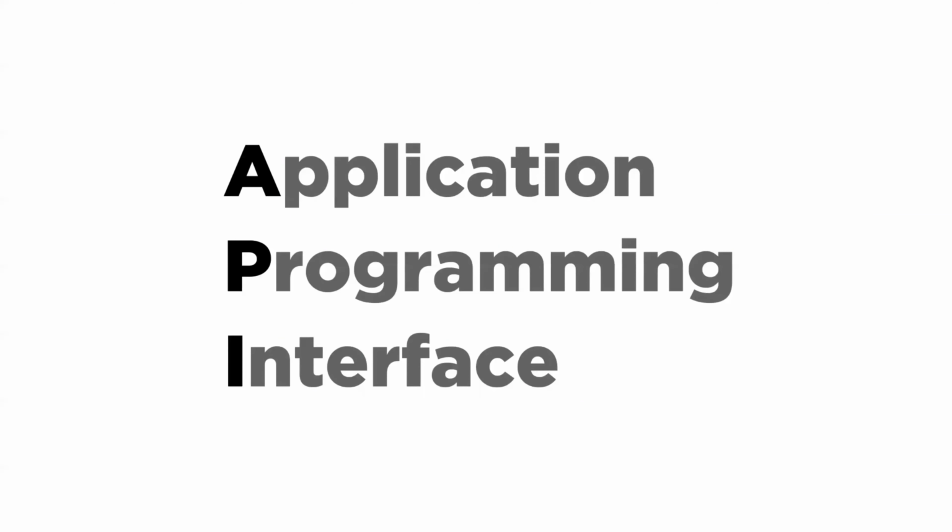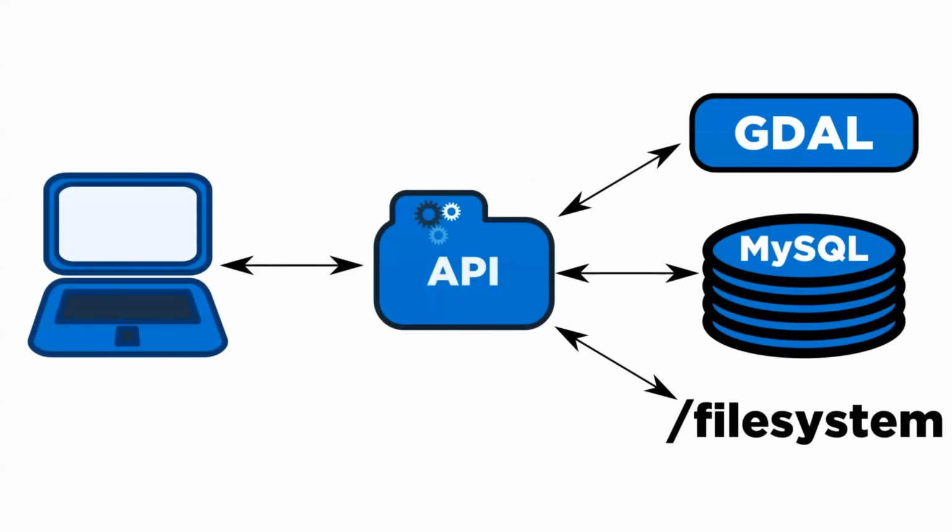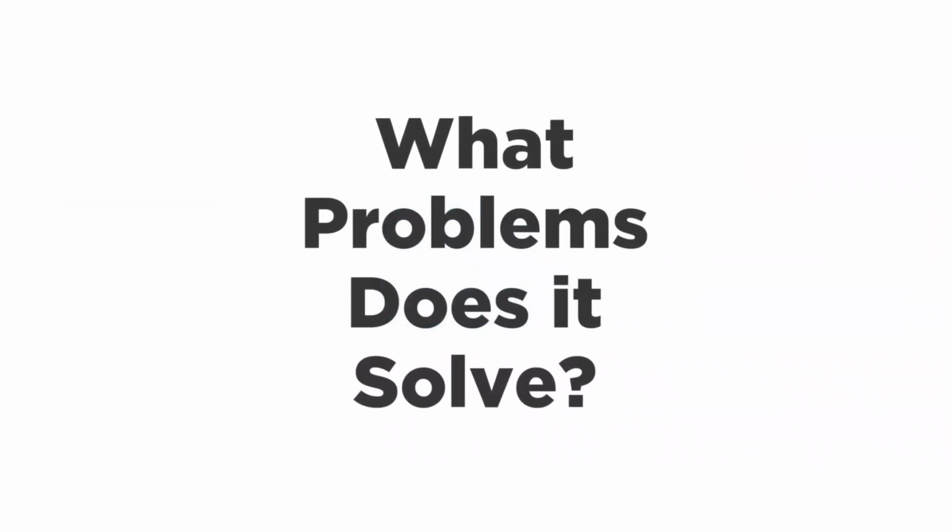What is an API? An API, or an Application Programming Interface, is basically an intermediary that allows an application or a script to access remote resources via the internet on a server or on a network. Before I talk about how the API works, I'd first like to talk about the problems that the API is meant to solve.